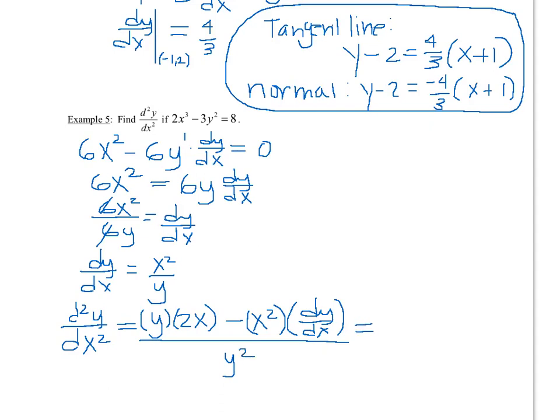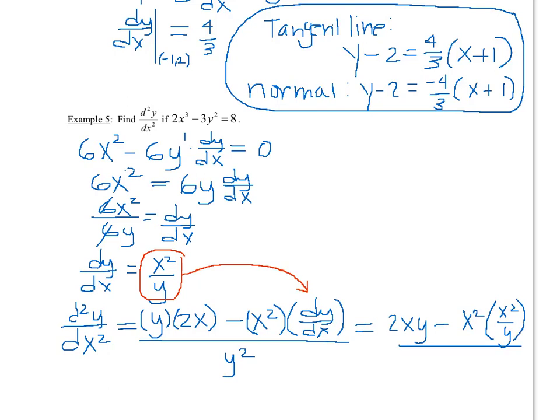The only thing that you have to do before this is a proper answer is we can't have dy/dx as a part of our second derivative. So I'm going to do this in a different color because we know what dy/dx is. Dy/dx is x squared over y. We're going to substitute that in here, and that's going to become our final answer. So you're going to have d squared y/dx squared equal to 2xy, minus x squared times x squared over y, all over y squared for your response, and you are done.